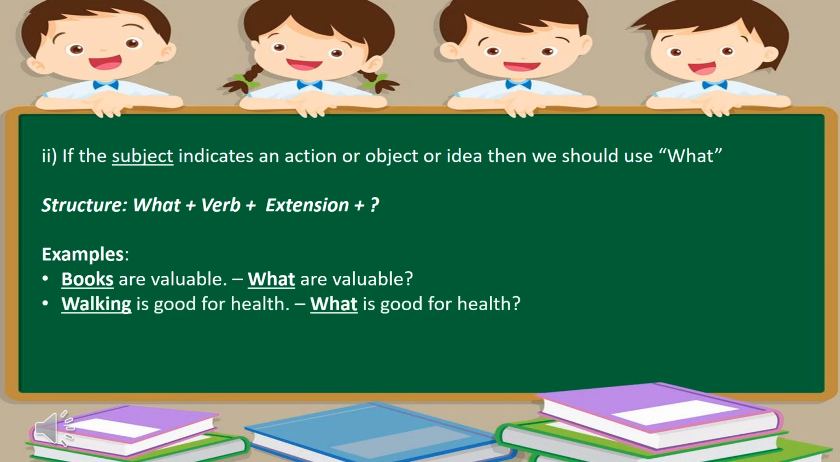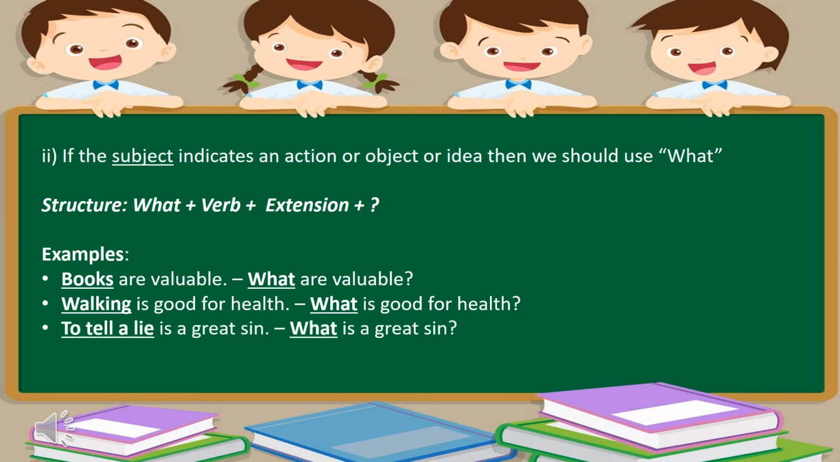The second example is walking is good for health. The subject of this sentence is walking and it is highlighted, and walking refers to an action, right? So we have to use what. Then the auxiliary verb is, and then the rest of the sentence good for health, and lastly we have to put the question mark.